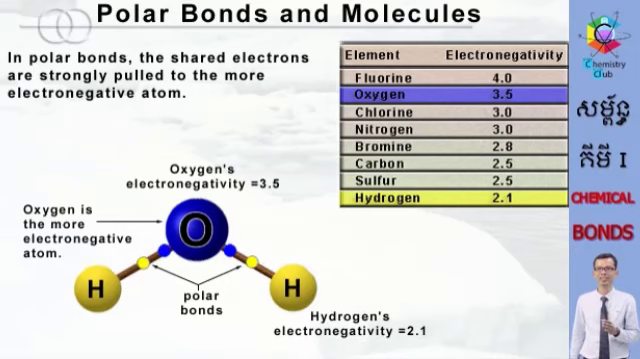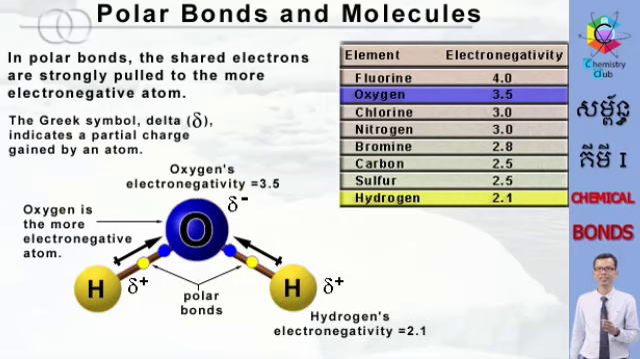Consequently, the oxygen atom gains a partial negative charge, and the hydrogen atoms gain a partial positive charge. The charges are noted with the Greek symbol delta. The atom with the slight negative charge is noted as delta minus, and the atoms with the positive charge are noted as delta plus.